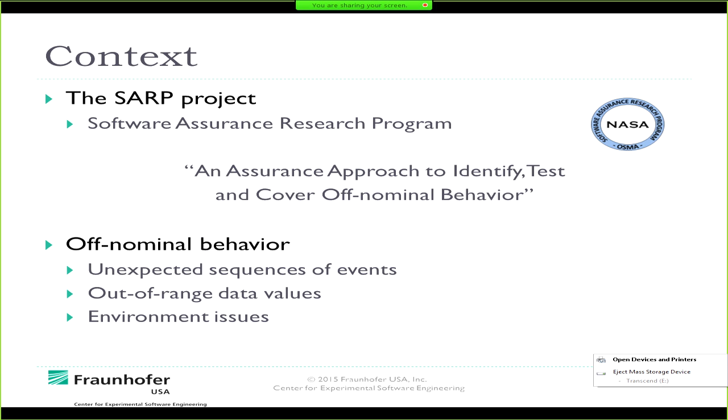Okay, so the project context is based on the SAR project, Software Assurance Research Program. An assurance approach to identify, test, and cover off-nominal behavior is the topic of our project, and we focus on off-nominal testing in particular. What we mean by off-nominal is that we look for unexpected sequences of events and see how the system reacts to those kinds of events, and test for out-of-range data values that a normal tester would try, but we would just explore more of those and try some environmental issues. In this particular talk, the environmental issues are out of the context, but in general, this is what we do in terms of testing off-nominal behavior.